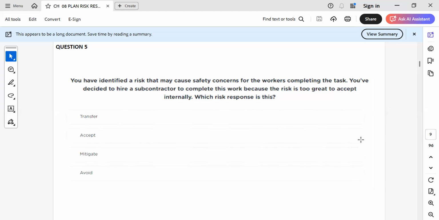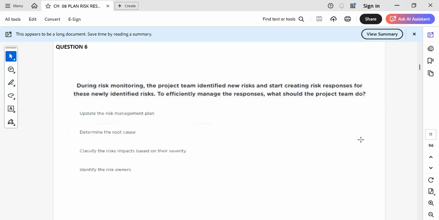You have identified a risk that may cause safety concerns for the workers completing the task. You have decided to hire a subcontractor to complete this work because the risk is too great to accept internally. What risk response is this? So whenever I'm hiring a subcontractor, the fundamental is that I'm transferring the risk, right, sir? Yeah, so for me, this is a transfer. Yeah, that's true.